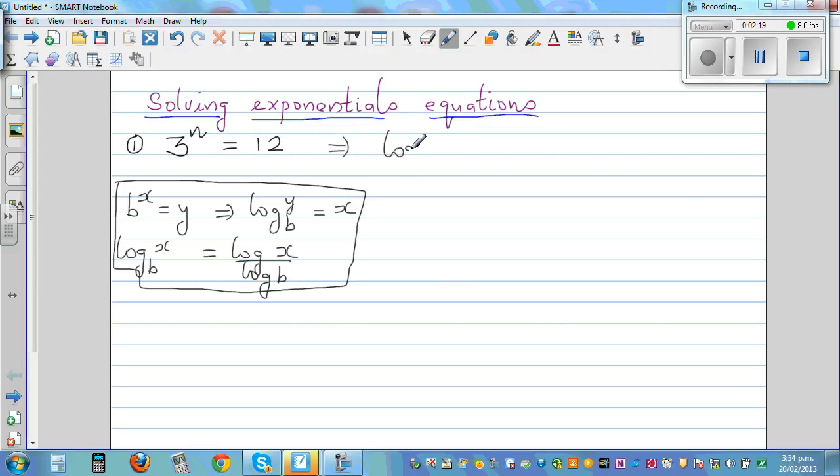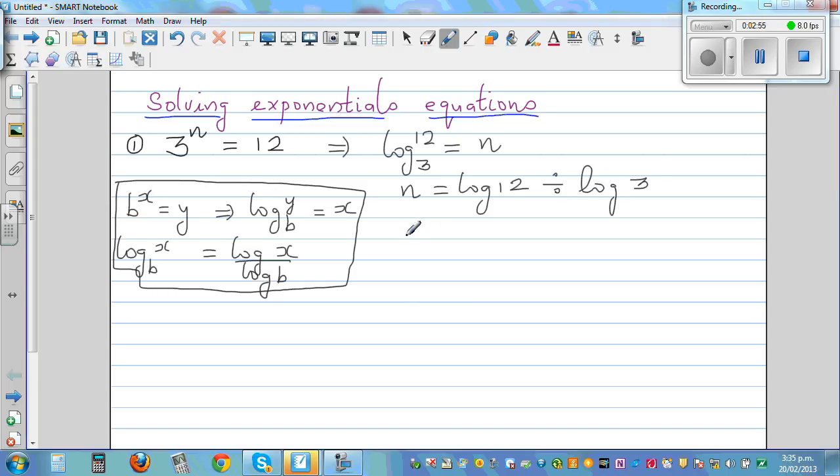I'll write the base first. I remember the base is always the same in the log form and the exponent form. So I write this like always, as a habit: 3 raised to n is equal to 12. So using this second rule, I can say n should be log of 12 divided by log of 3.